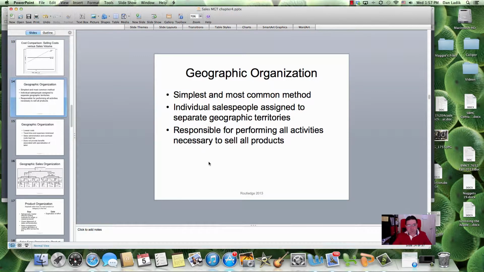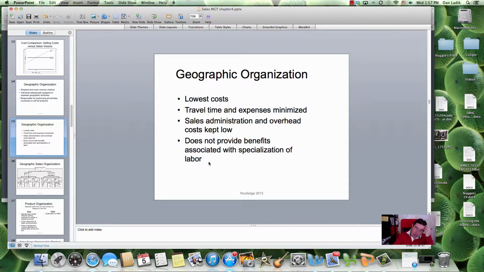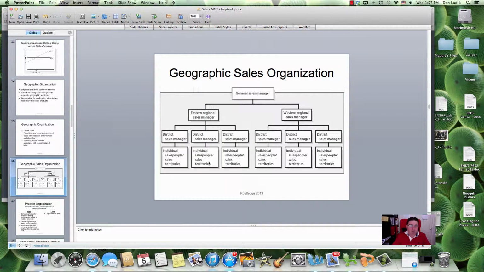Okay, now let's look at some of these ways to organize a sales force. The simple and perhaps the most common is geographic. It has the lowest costs, mainly because the travel time and expenses are minimized. Admin overhead are kept low because someone's probably working out of their house. There's not that many issues with specialization of labor. So it'll look something like this.